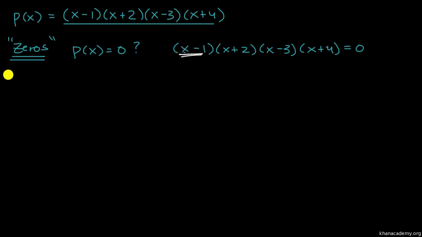So the zeros of this polynomial are going to be the x values that could make x minus 1 equal to 0. So x minus 1 equals 0. Well, we know what x value would make that happen: if x is equal to 1. If you add 1 to both sides here, x equals 1. So x equals 1 is a zero of this polynomial.